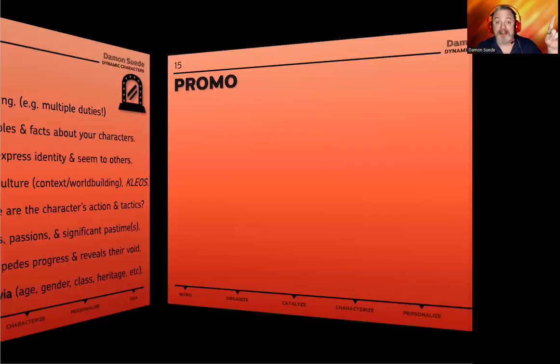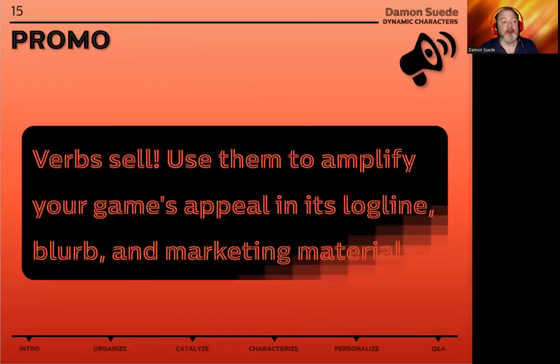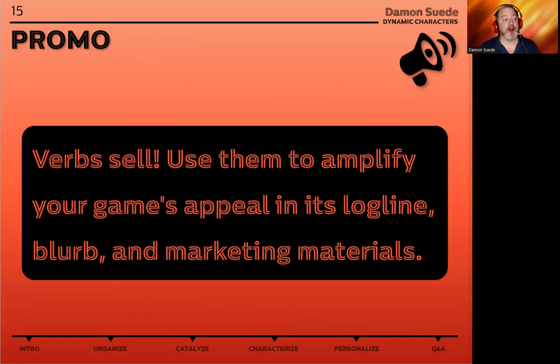Now, here's a bonus. Verbs sell. Literally, if you talk to any professional copywriter, what they're going to tell you is the way sales copy gets written is with transitive verbs. So use the verbalization of your story to amplify all the stuff that makes your game special, the genre, the subgenre, the tropes, all of it. Use them in the logline, in the blurb, in the marketing materials, in the trailer. Everything you do can bake in this sense of action so that the visual novel winds up in the hands of the right players. Yeah?